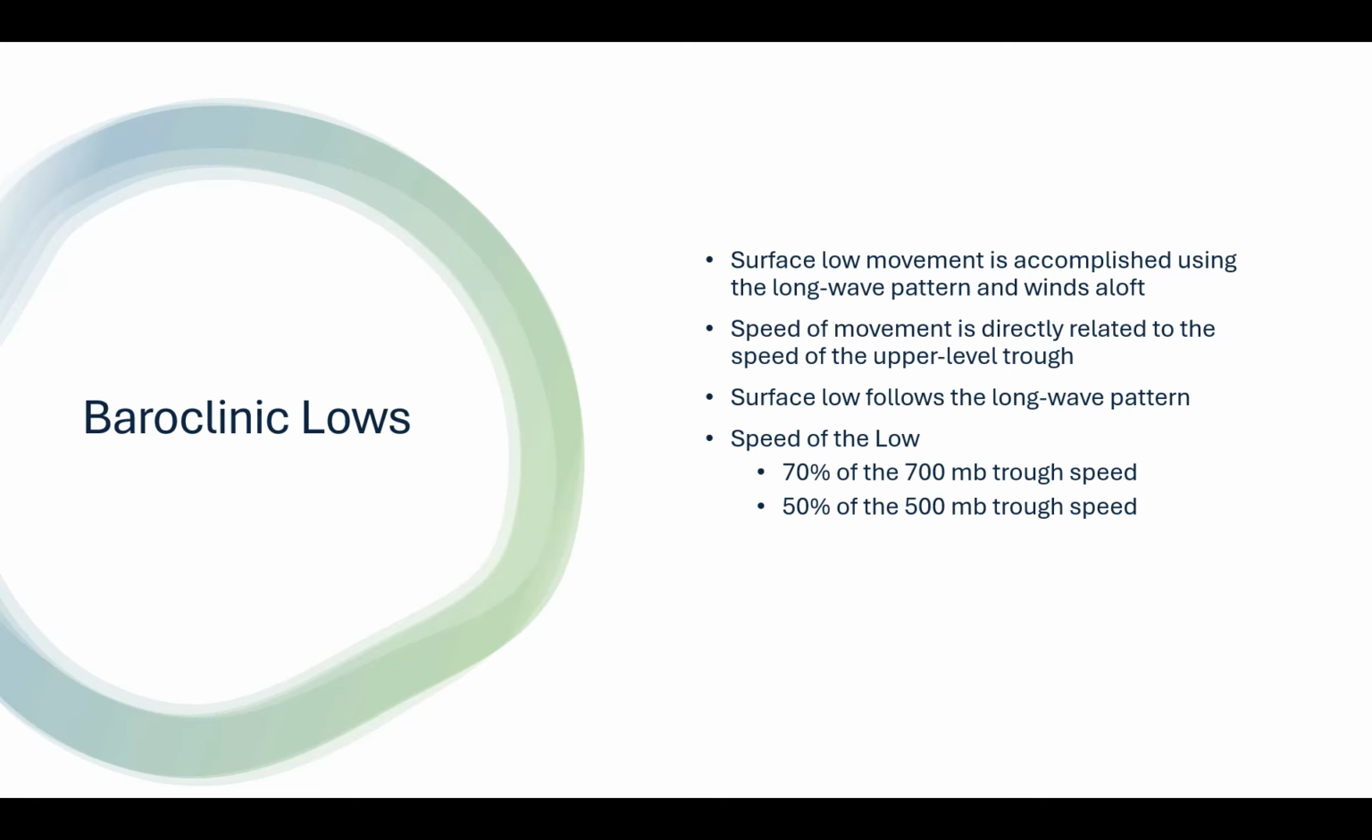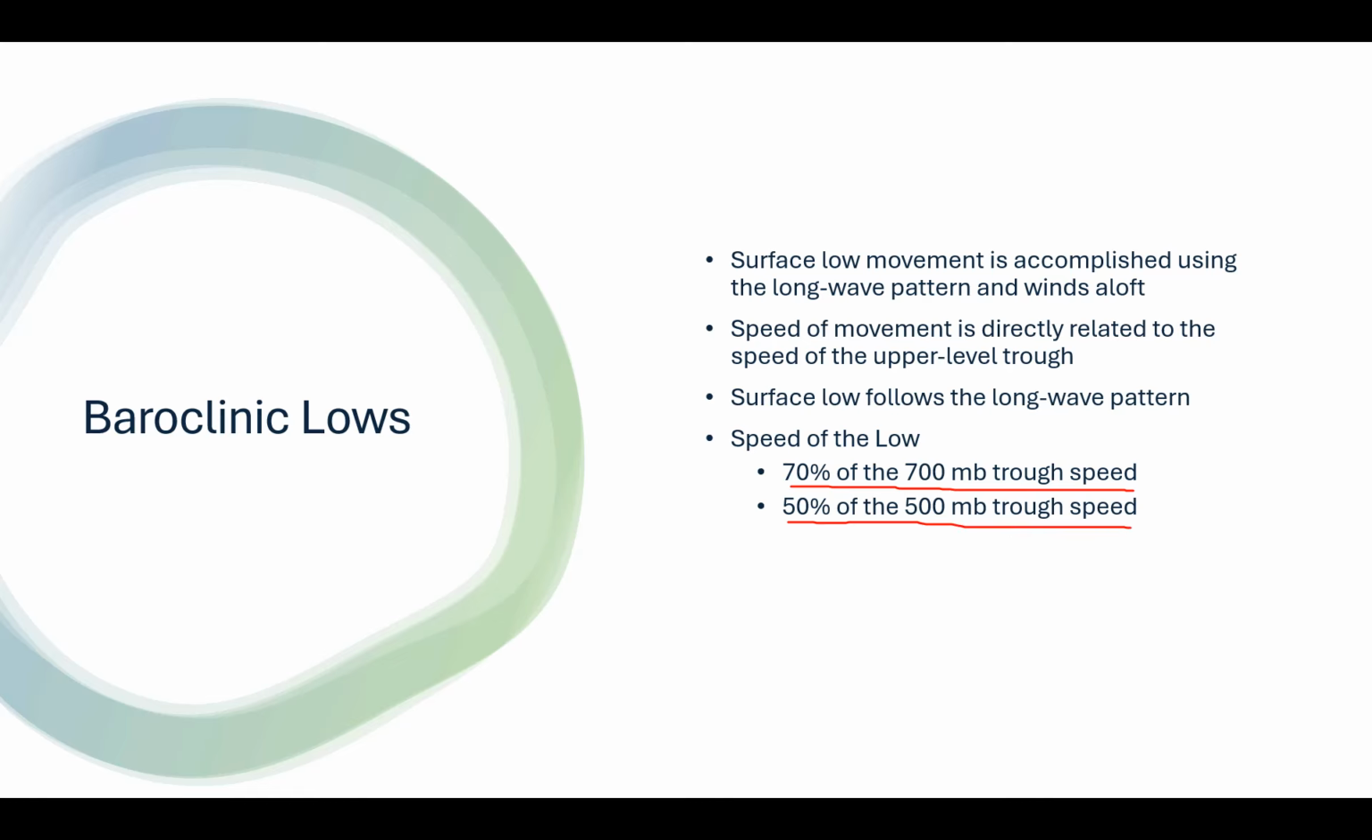Baroclinic low, the surface low movement, is accomplished using the long wave pattern and winds aloft. That long wave pattern and those jet stream winds are going to push these baroclinic systems along. The speed of movement is directly related to the speed of the upper level trough. Surface lows follow the long wave pattern. Bottom line: the speed of the baroclinic low is going to be 70% of the 700 millibar trough speed and 50% of the 500 millibar trough speed.